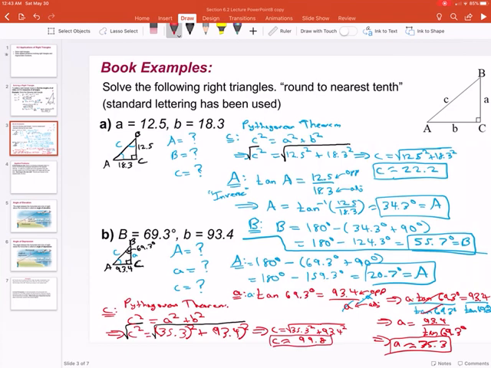All right, now we have all six parts. We found the two missing sides, A and C, and we got angle A. So that's solving that triangle. All right, let's do another problem.